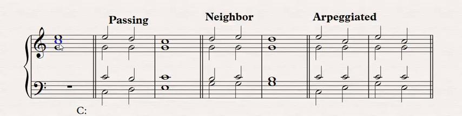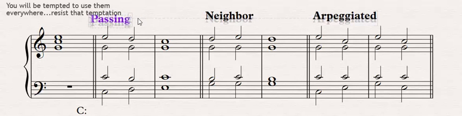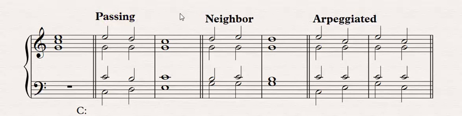So there are really only 4 instances where we're actually allowed to use 6/4 chords. 3 of them we're going to address in this video: the passing, the neighbor, and the arpeggiated 6/4. Another one which is really important, the cadential 6/4, we'll save for another time.